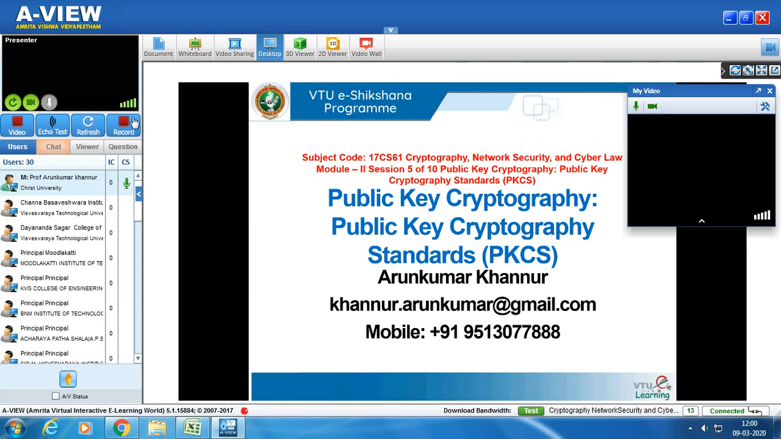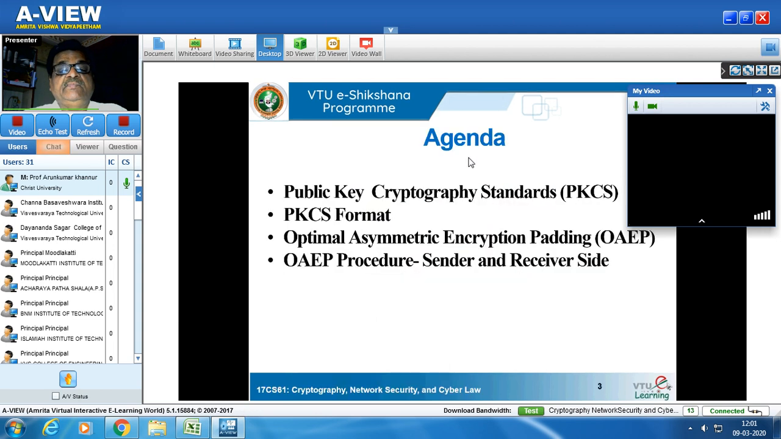Cryptography standards. Standards are always crucial, and they become the basis for proper implementation as well as compliance. So public key cryptography standards, PKCS, especially in RSA, play a very important role. Based on that, many more sophisticated implementations have evolved over time.